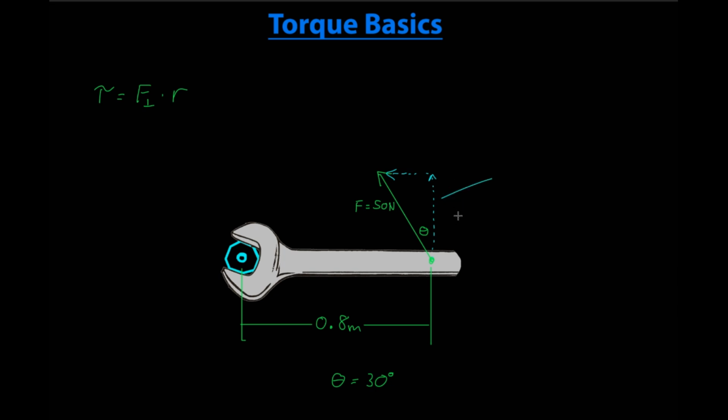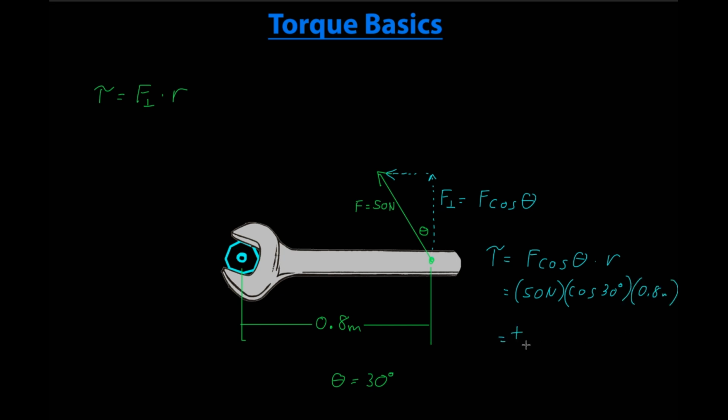The perpendicular force is here. How do we get it? Well, it's kind of simple. We have the hypotenuse. We know the angle here. This is the adjacent side. Therefore, force perpendicular would be F cosine theta, which means my torque in this situation would be F cosine theta times radius. 50 newtons cosine 30 degrees times 0.8 meters. And I would get positive, because again, it's going counterclockwise, 34.6 Newton meters as my answer.